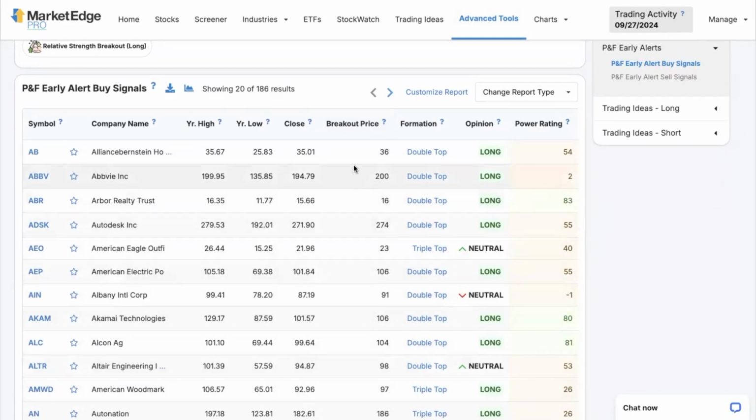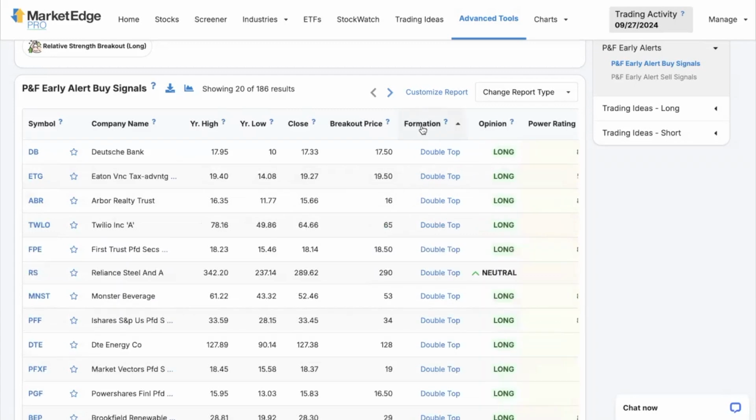Click on the formation for a minute. Okay, here's a list of double top stocks. If Deutsche Bank trades at 17.50, that means it's going to be breaking out of a double top, and that allows you to put your ticket in to buy it at 17.50. If it hits that, you go long the stock. If it takes 3 weeks before it breaks out, you're not in it. You're not going to buy the stock until you actually get the breakout.